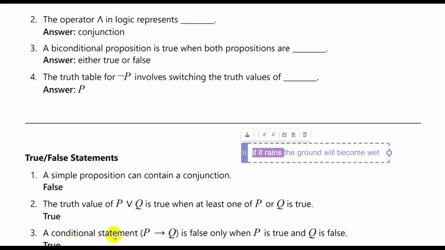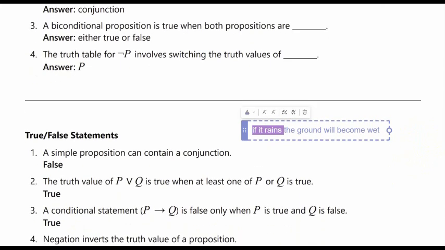But now let's go to our question here. The conditional statement P implies Q is false only when P is true and Q is false. If P is true, then Q has to be true. But if Q is false, then the whole conclusion will be false. This is what the statement is trying to say. So the whole statement is correct, true. I hope I have not confused you further. Negation inverts the truth value of a proposition. Correct, true.